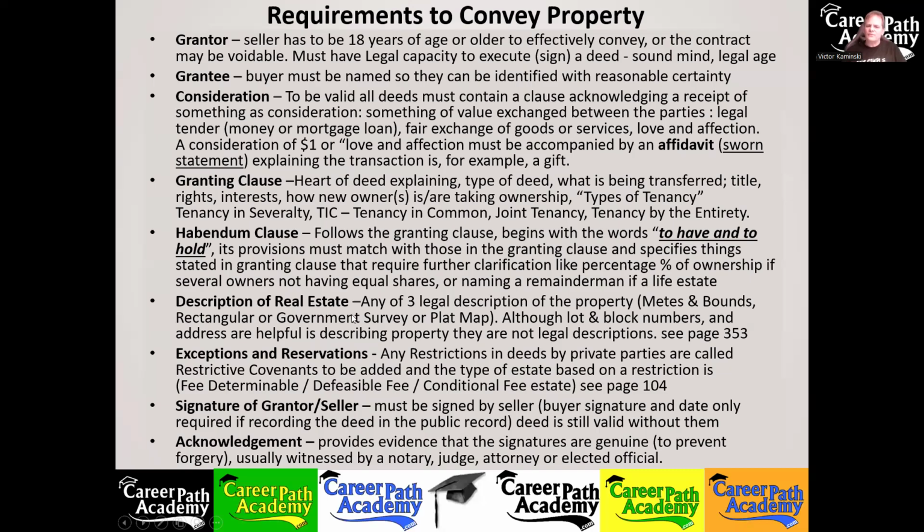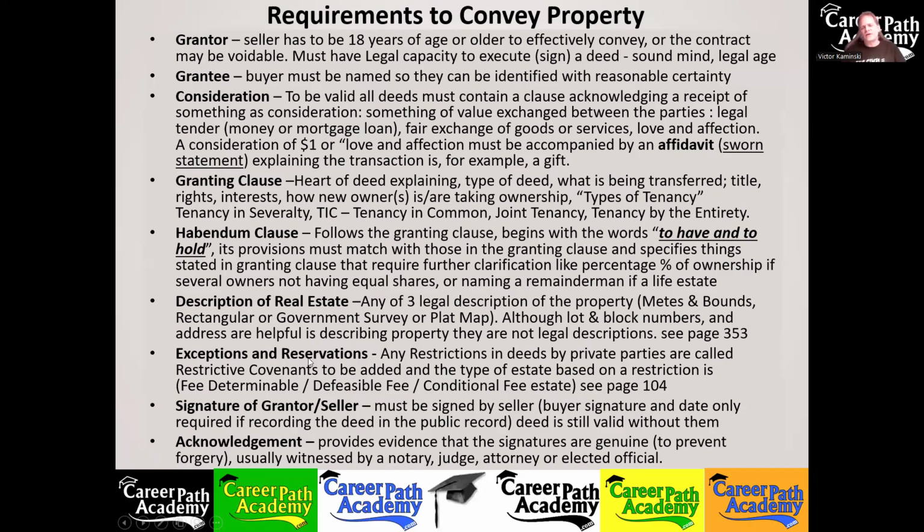A description of the real estate, remember the three legal descriptions: metes and bounds, rectangular or government survey, or a plat map. So although lot and block numbers and an address are helpful describing the property, they're not legal descriptions of land.